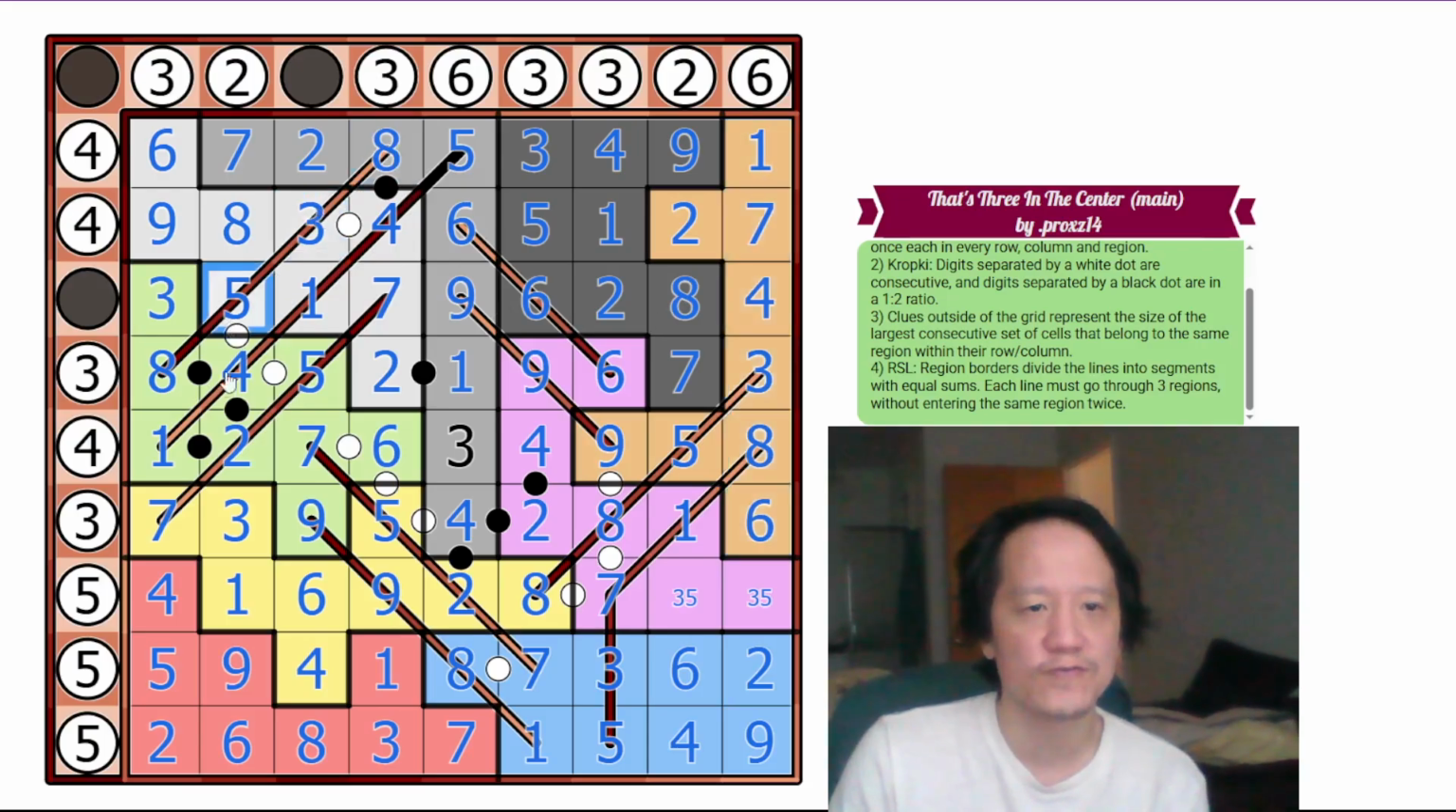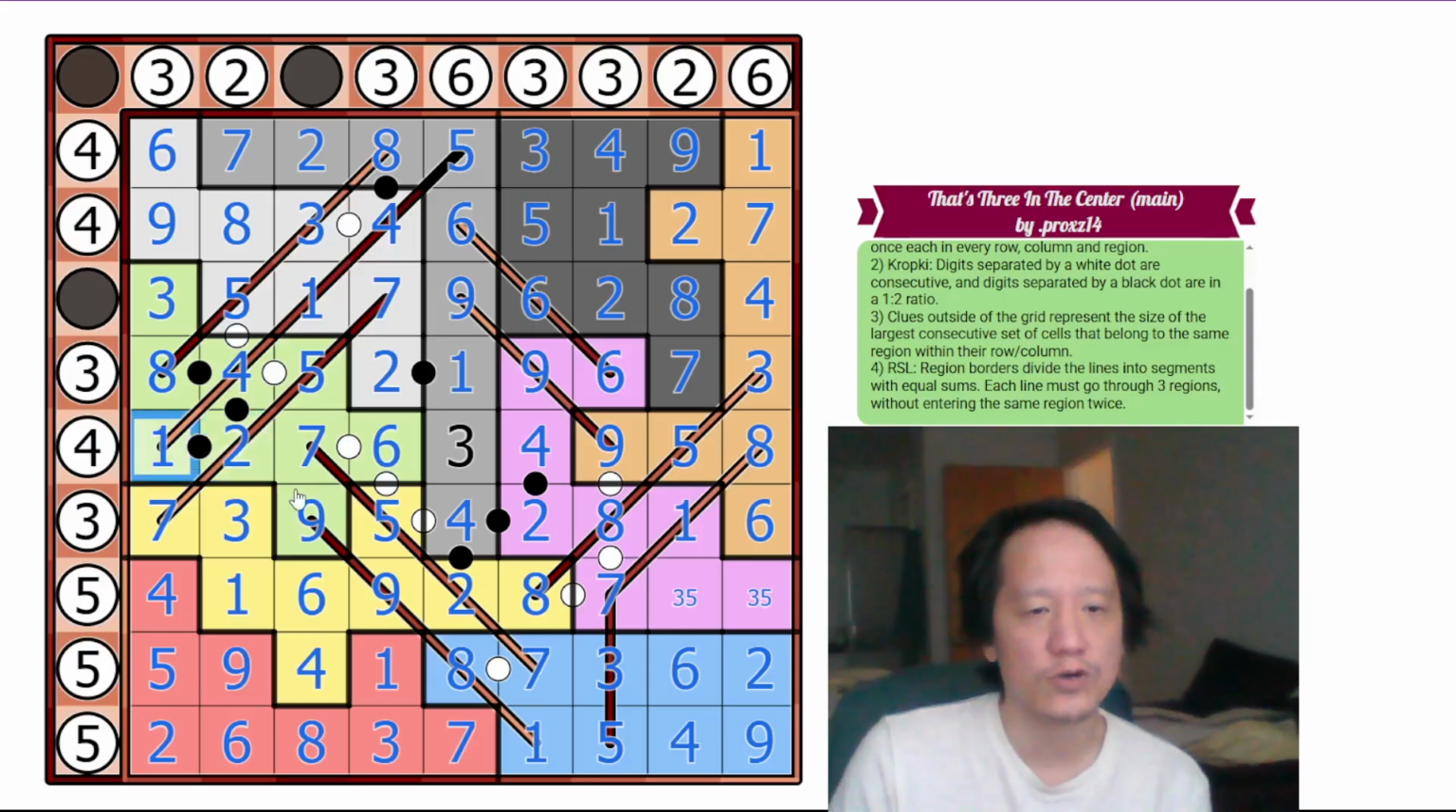8 adds up to 3 and 5, which adds up to 8. 5 adds up to 4 and 1, which adds up to 4 and 1. 7 adds up to 5 and 2, which adds up to 7. 6 adds up to 6 to 6. 9 to 9 to 9. 7 adds up to 5 and 2, which adds up to 7. 8 and 1 adds up to 9 and 9. 8 and 8 add up to 5 and 3. And 8 adds up to 1, 7, and 3, 5.